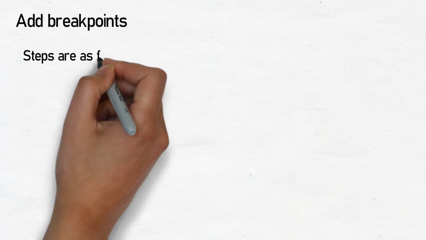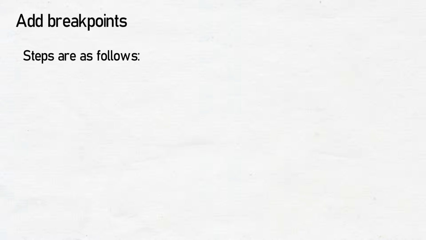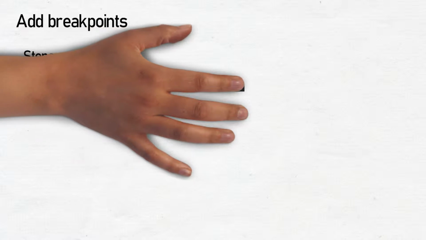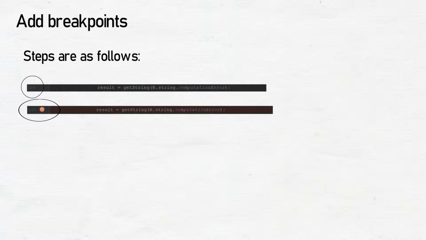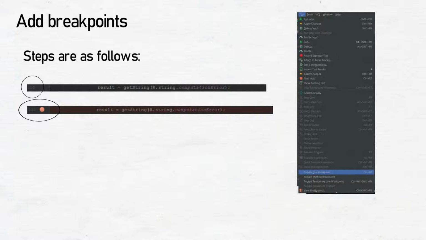To add a breakpoint to a line in your code, use these steps. First, locate the line of code where you want to pause execution. Second, click in the left gutter of the editor window at that line next to the line numbers. A red dot appears at that line indicating a breakpoint. You can also use Run, Toggle Line Breakpoint or Control F8 (Command F8 on Mac) to set a breakpoint at a line. If your app is already running, you don't need to update it to add the breakpoint.